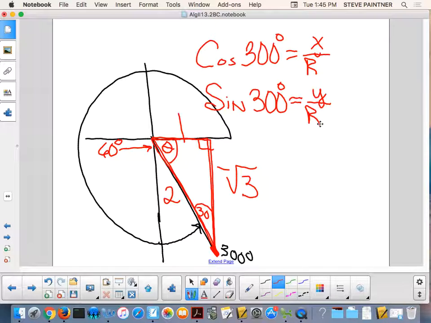If you don't like my x's over r's, you better go back to adjacent over hypotenuse. Here's theta. What's adjacent to theta? 1. This is the opposite side of theta. This is the adjacent side. 1 over the hypotenuse, 1 over 2, or x over r, where r is the radius. So it's just 1/2.